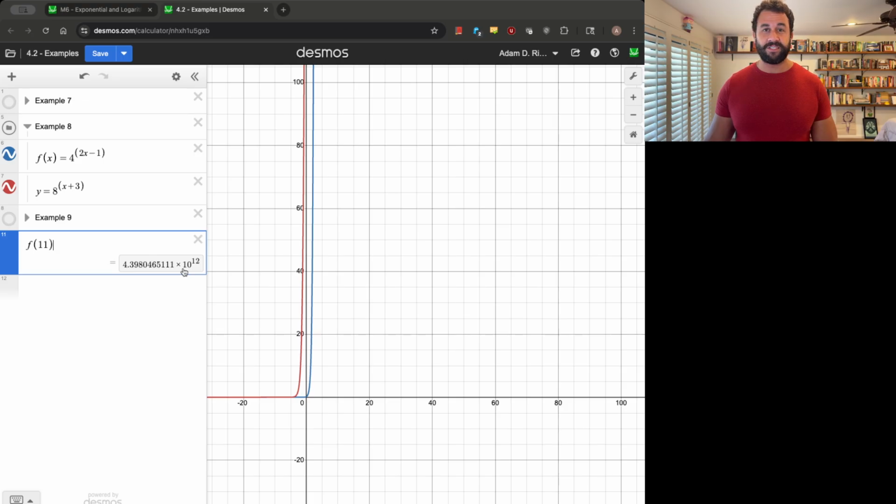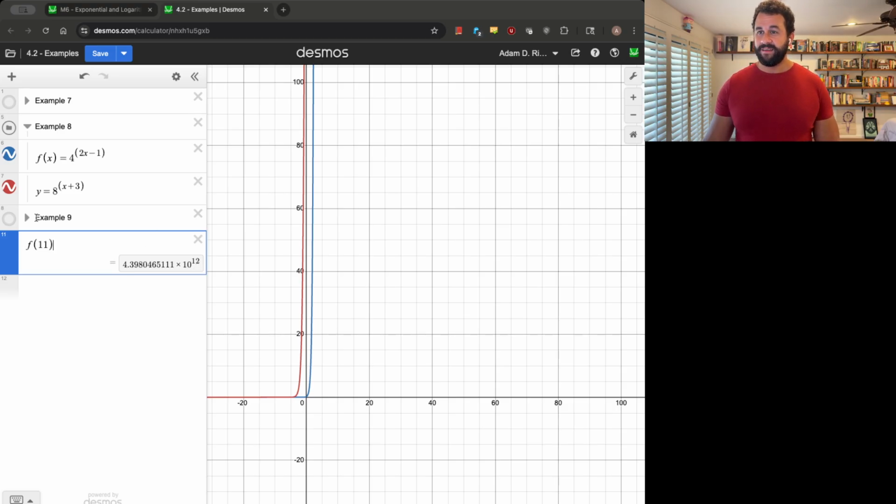So here it's actually giving it to us in scientific notation. It's 4.398 yada yada yada times 10 to the 12th. So what is 10 to the 12th? Think about it for a minute. 6 is a million, 9 is a billion, so 12 is a trillion. So these graphs will intersect, but they won't intersect until x equals 11. And when they do, the output value is going to be about 4 trillion. That's where they'll intersect. Wow.